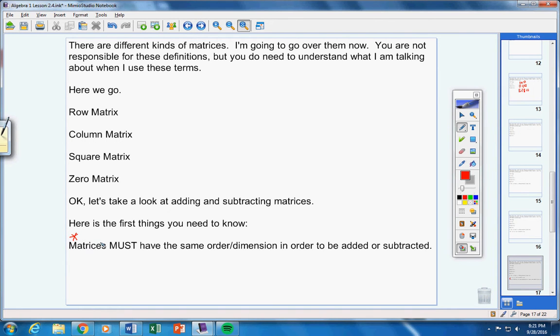Matrices must have the same order or dimension, whichever word you want to use, it doesn't matter. Matrices must have the same order or dimension in order to be added or subtracted. Got it? In other words, if you have a 2 by 2 matrix here, you cannot add to that a 4 by 2 matrix. You have to have a 4 by 2 and a 4 by 2, or a 2 by 2 and a 2 by 2.